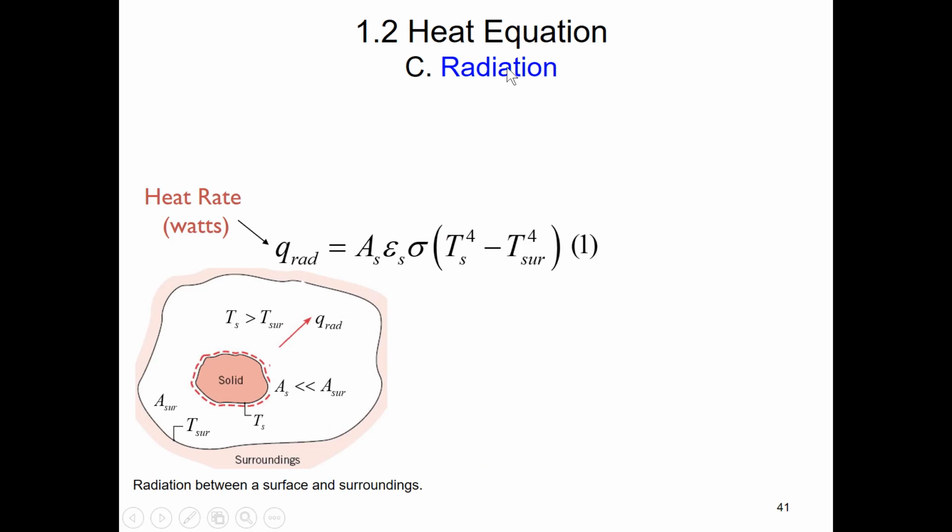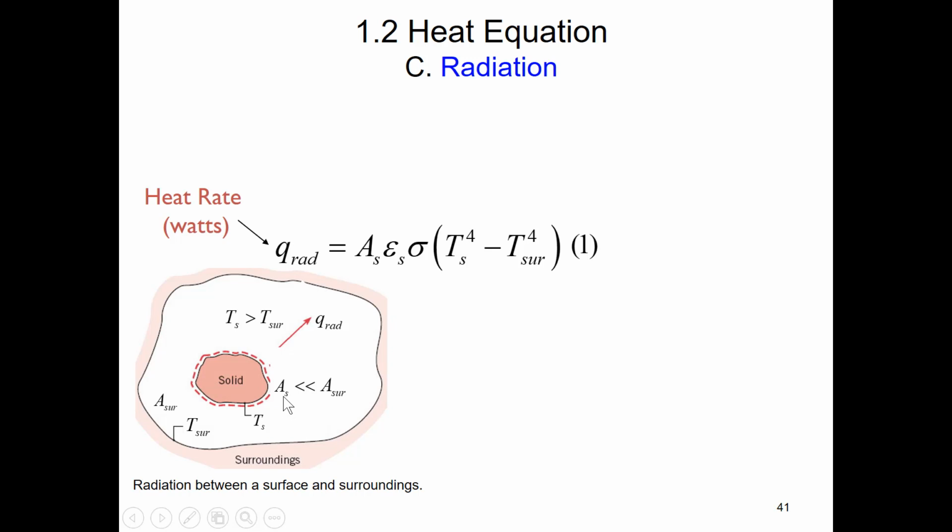C. Heat equation for radiation. First, let's look at our system. We have a small solid surface at temperature Ts and area As. It is surrounded by large surroundings at a temperature T surrounding and area A surrounding.